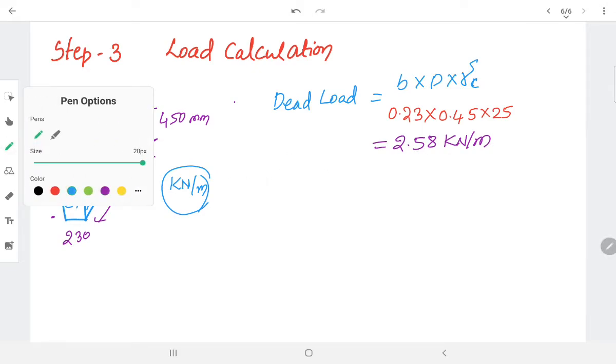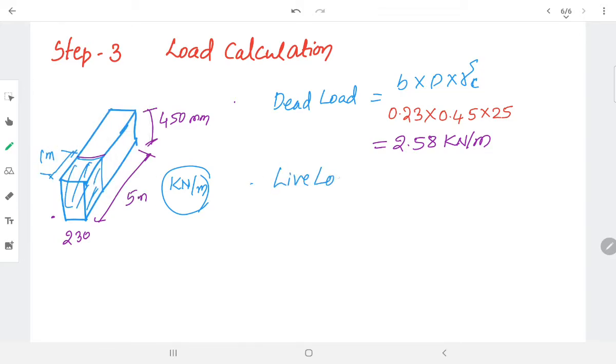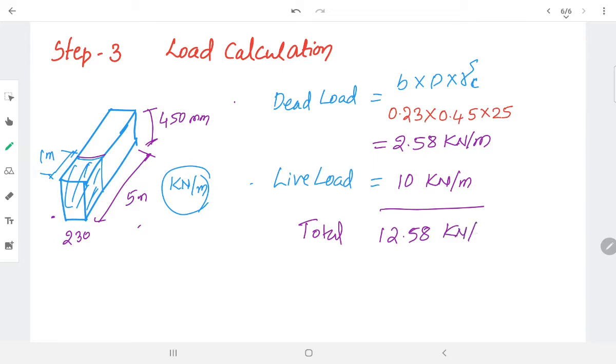Now I will calculate the live load on the beam. Live load is already given in the problem, that is working live load of 10 kilonewton per meter. Together, how much did you get? Total it will be equal to 12.58 kilonewton per meter. This is the load which is acting on the beam, including its self weight as well as the live load. I will be writing it as W.